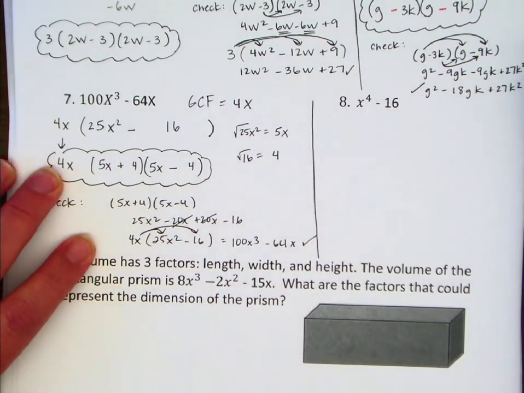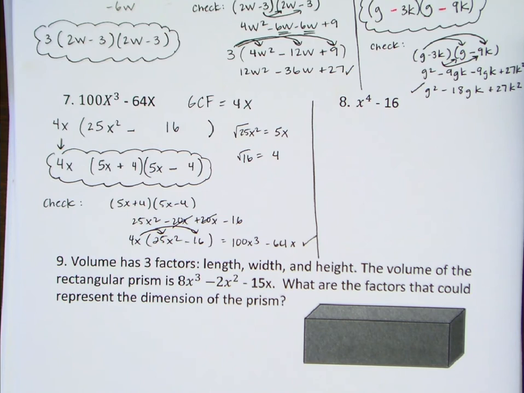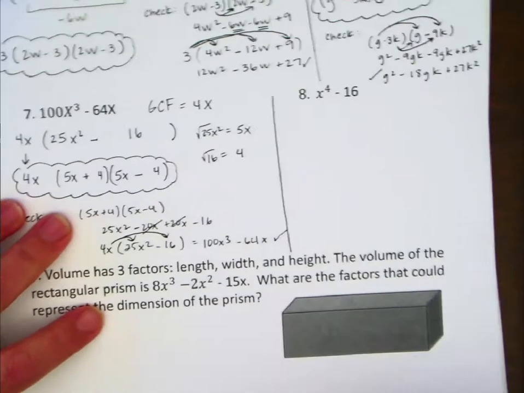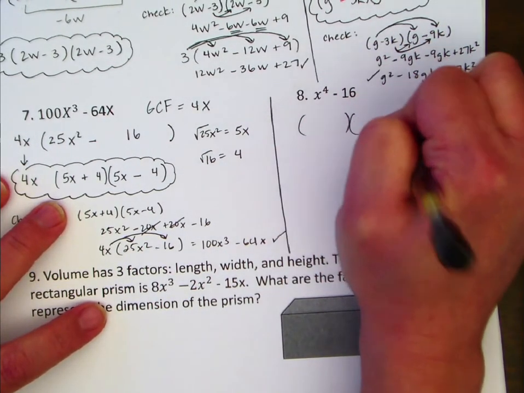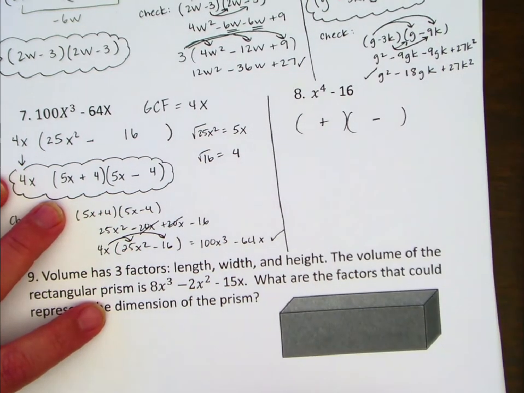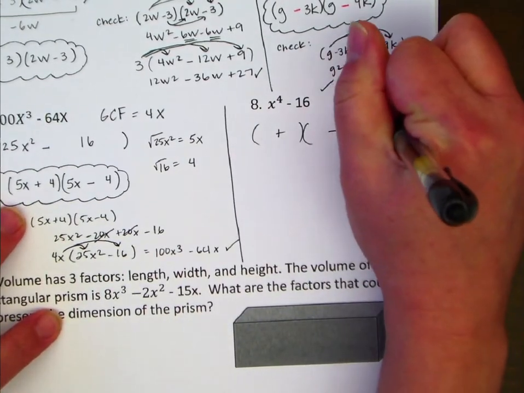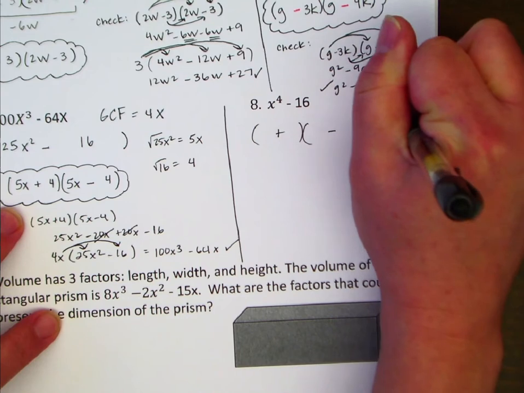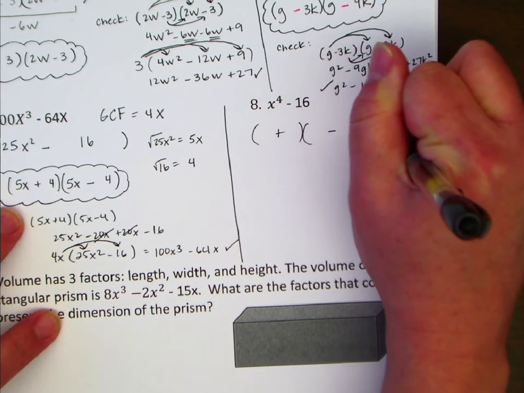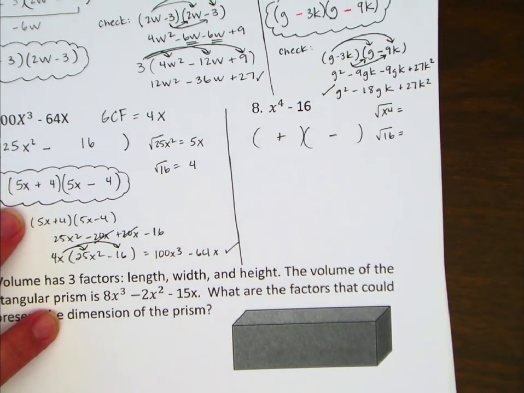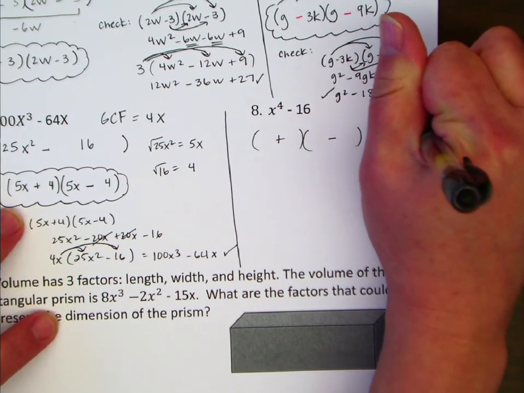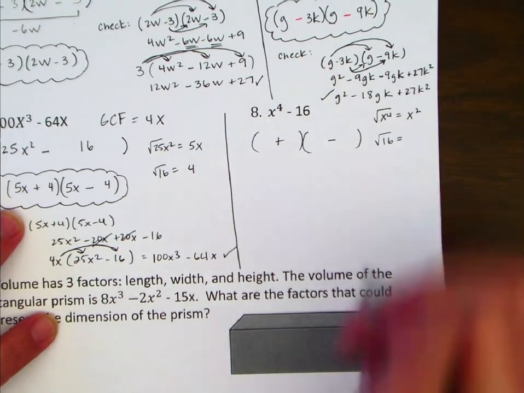What about number 8? Perfect squares? Is that a difference of squares? Yes, it is. So I need to double bubble it. One's positive, one's negative. I take the square root of both. It's the same game. So what is the square root of x to the 4th? What is the square root of 16? So the square root of x to the 4th is x squared. The square root of 16 is 4.